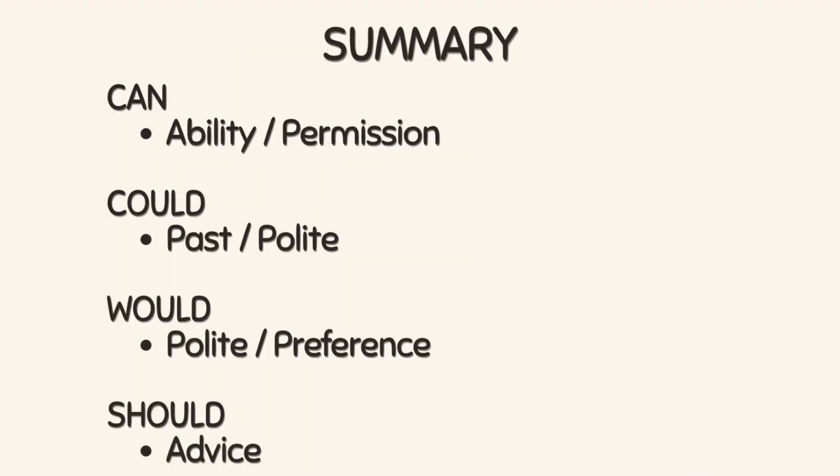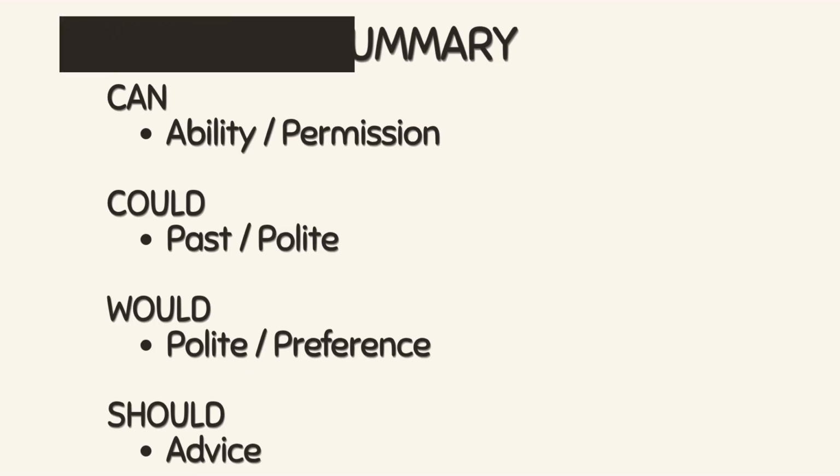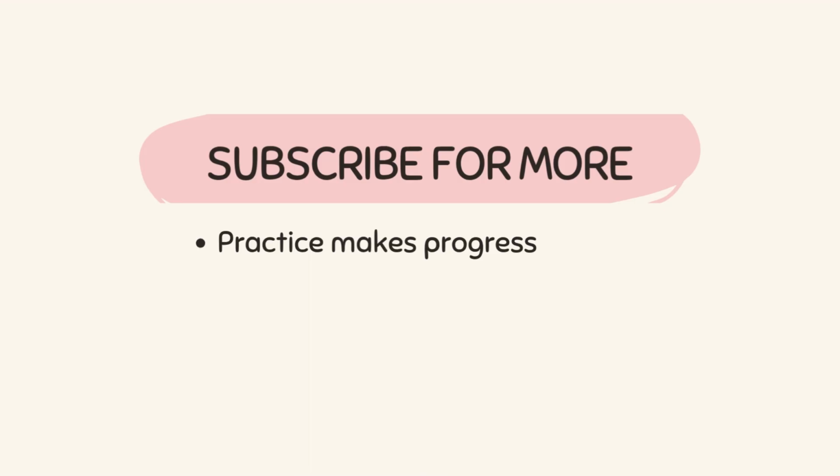Let's quickly do a review. Can, ability and permission. Could, past ability and polite requests. Would, politeness and preferences. Should, advice and responsibility. Now it's your turn to practice. Try writing one sentence using can, could, would, and should.